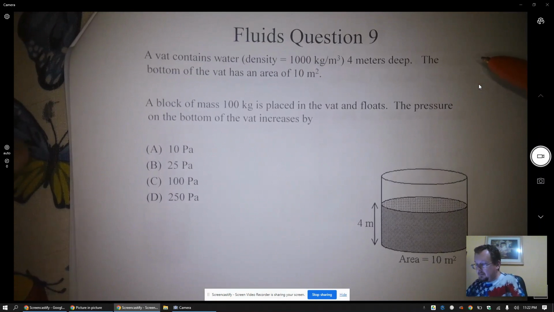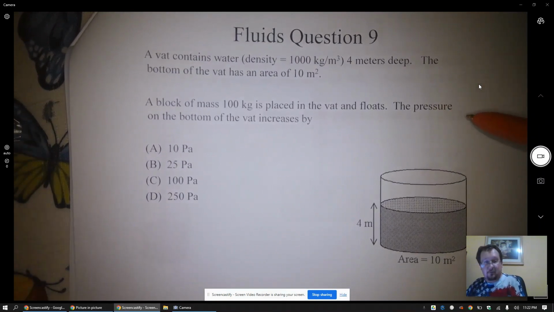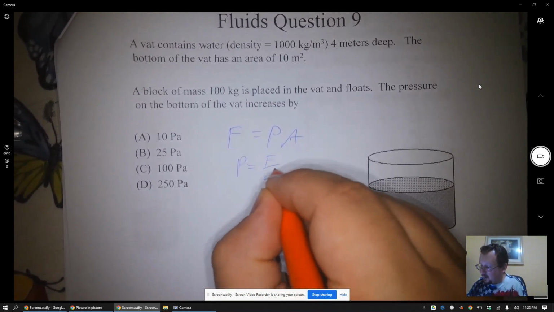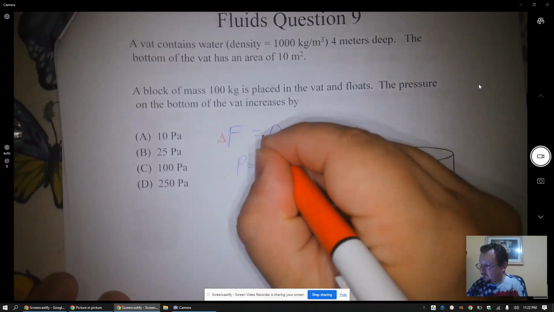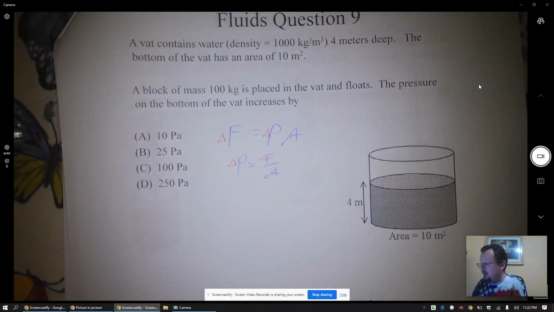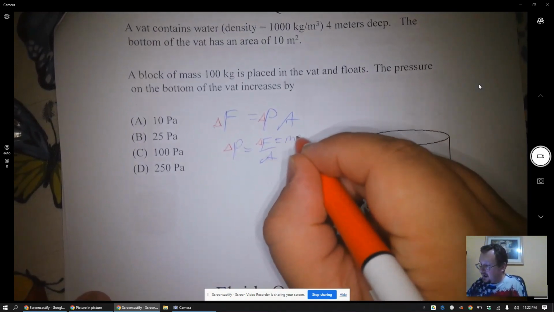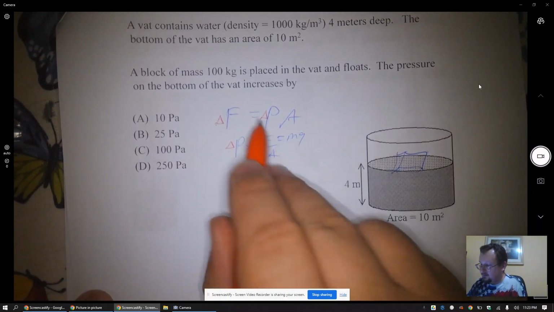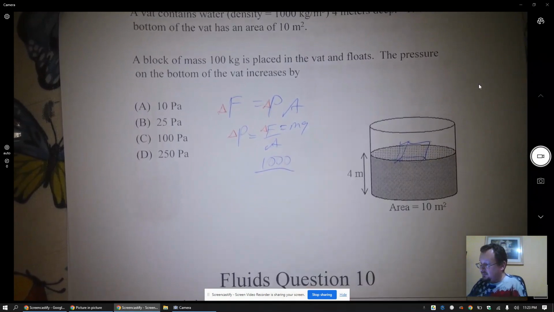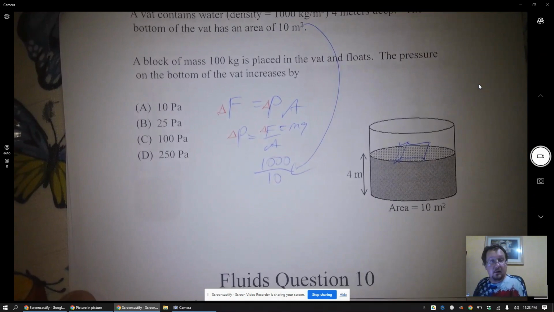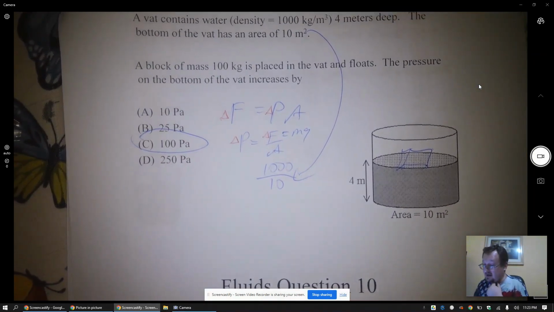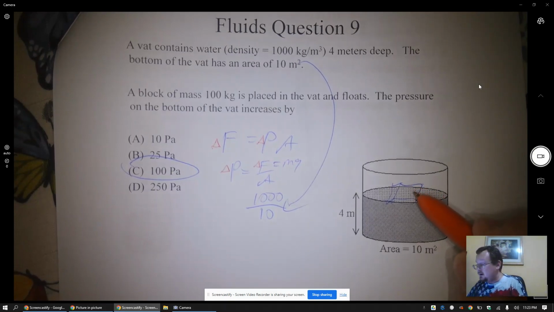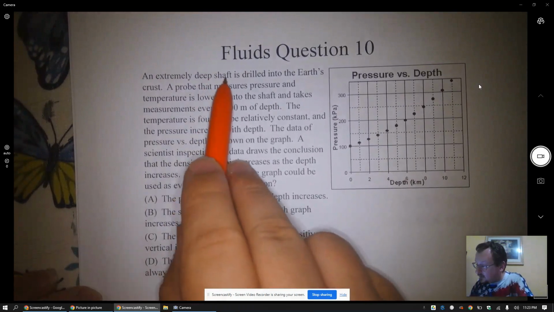All right, same story, but a block of mass 100 kilograms is placed in the vat and floats. The pressure on the bottom of the vat increased by, okay, so here's the deal. Force equals pressure times area, or you could say pressure equals force over area. Now I'm going to say the change in force is related to the change in pressure by these equations. What is the change in force? That's going to be the mg of the wooden block. So the wooden block floating in the water is going to add an additional 1,000 newtons, that's mass 100 times g of 10, but those newtons will be distributed over the 10 meters squared of surface area, making 100 extra pascals, which is not very much. Yes, that's how fluids work. Newton's third law: if the buoyancy pushes up on the block to let it float, then the block pushes down on the water.